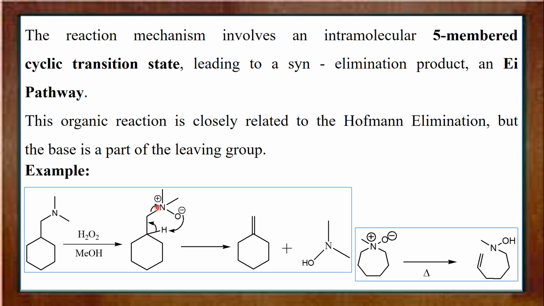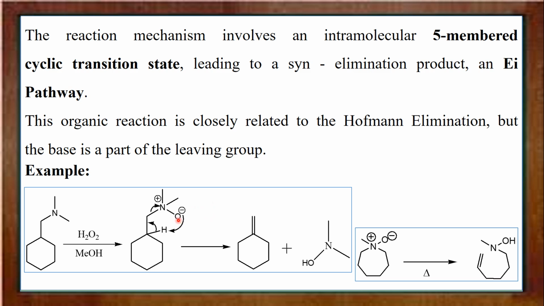And in the cyclic transition state, these two groups are on the same side of the carbon-carbon bond. Therefore, this is called syn elimination. This looks exactly like Hofmann elimination, where quaternary ammonium salts are treated with base to form Hofmann products, the less substituted alkenes. So this reaction also looks like Hofmann elimination, but the base is not applied externally.